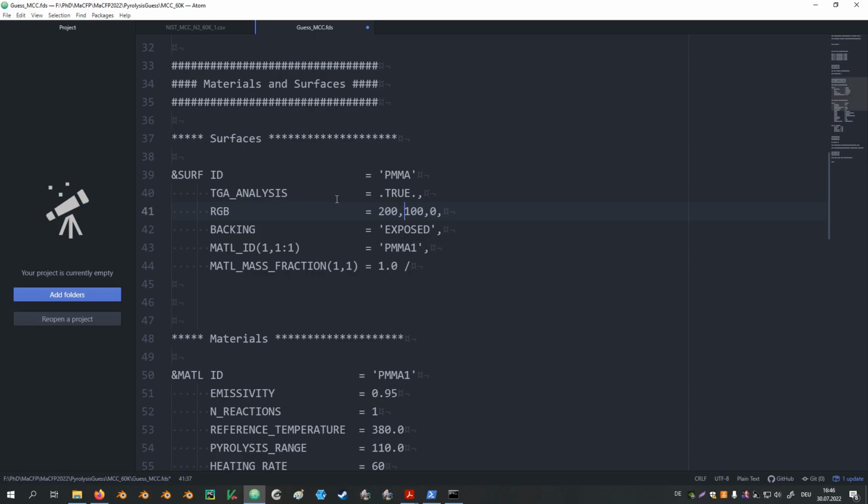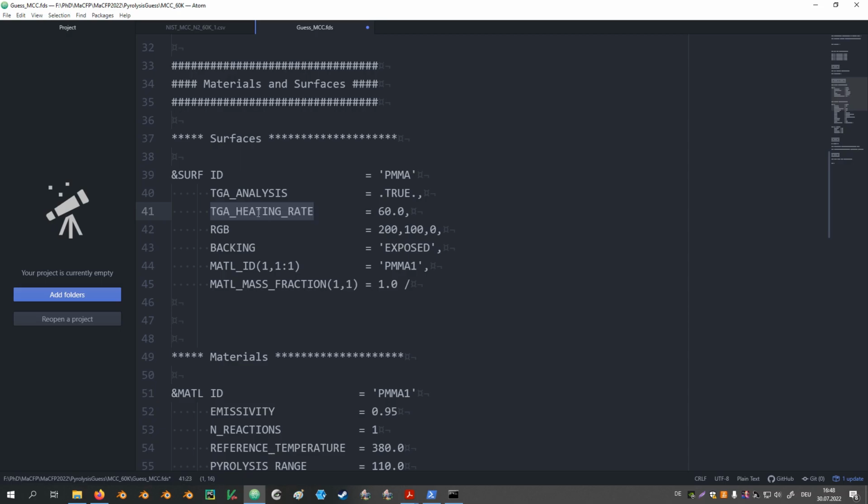Since we want to use the simplified microscale simulation model, we are adding here the TGA_ANALYSIS parameter and set it to true. In the definition of the surface we also need to prescribe the parameters of the microscale experiment that is to be conducted, so specifically the heating rate. So we set here the TGA_HEATING_RATE parameter to 60 Kelvin per minute.